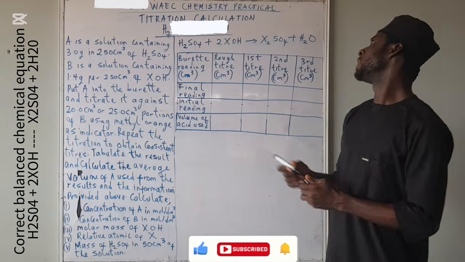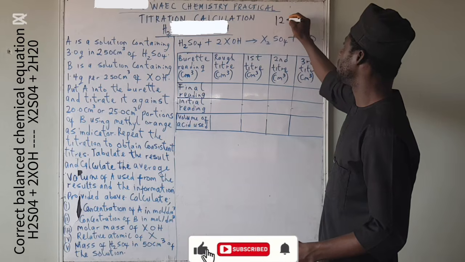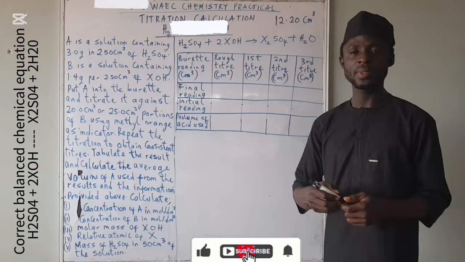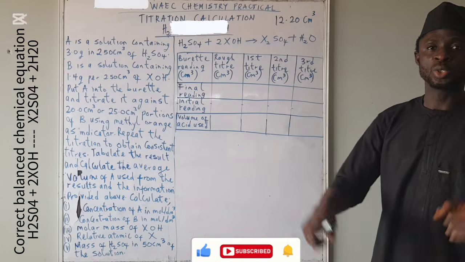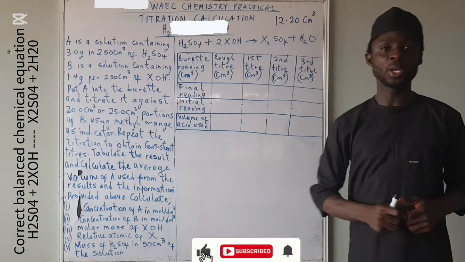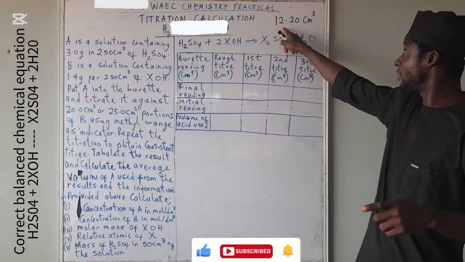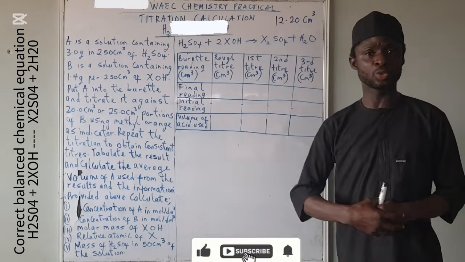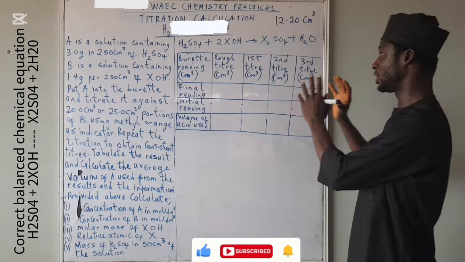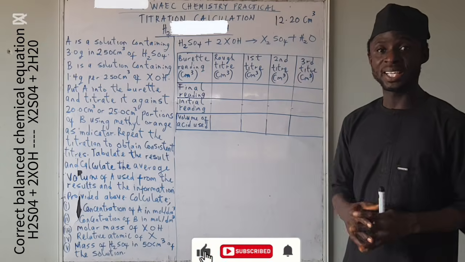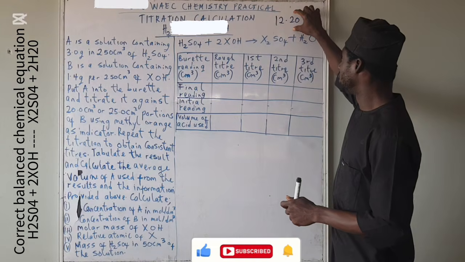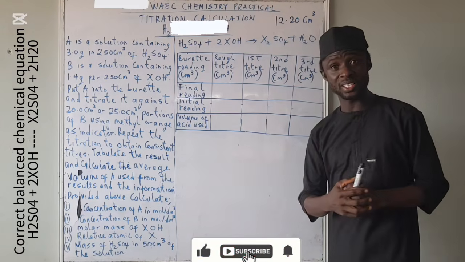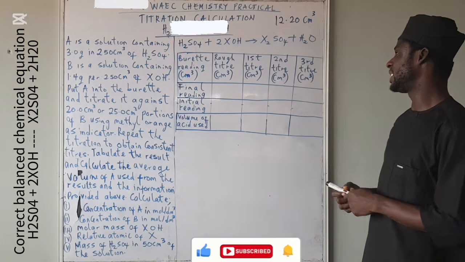Let's say assuming the titer value that your teacher gives to you is 12.20 cm3. Now just formulate your table to see that your average titer value is going to give you 12.20 cm3. So let's quickly rush through how you can formulate your table to get your average titer value. Looking at that, the titer value that your teacher gives to you that you use is 12.20 cm3.